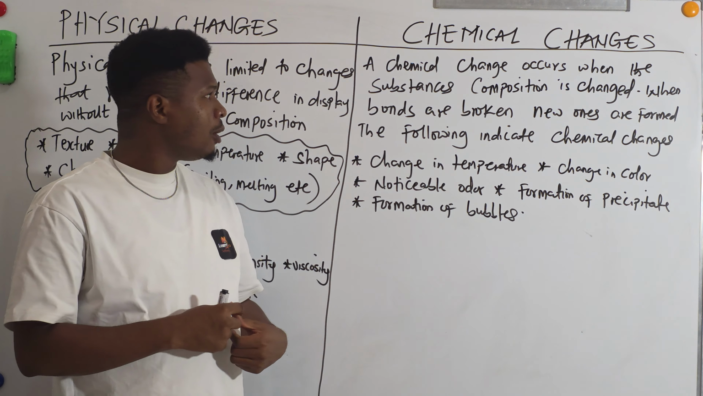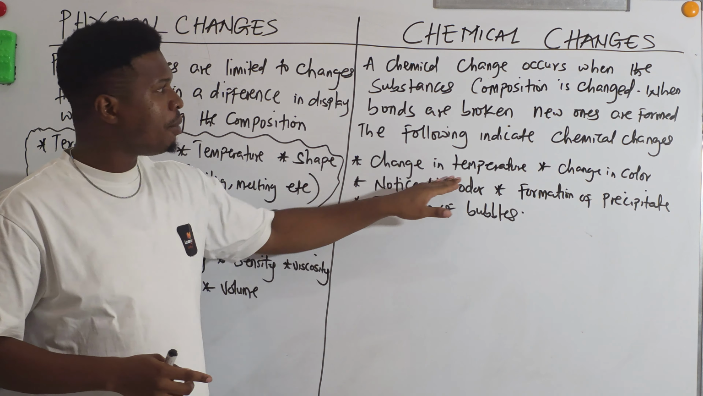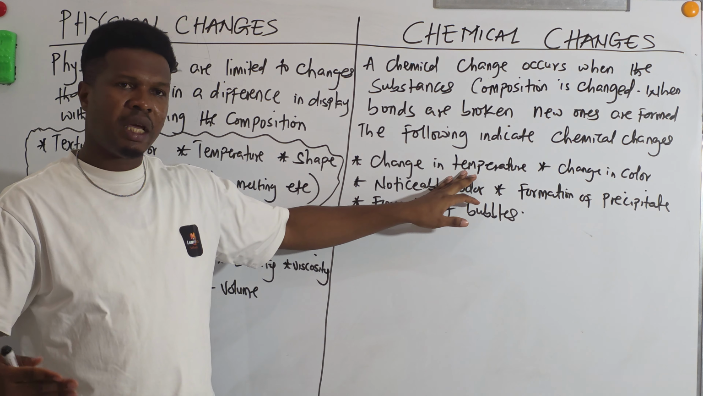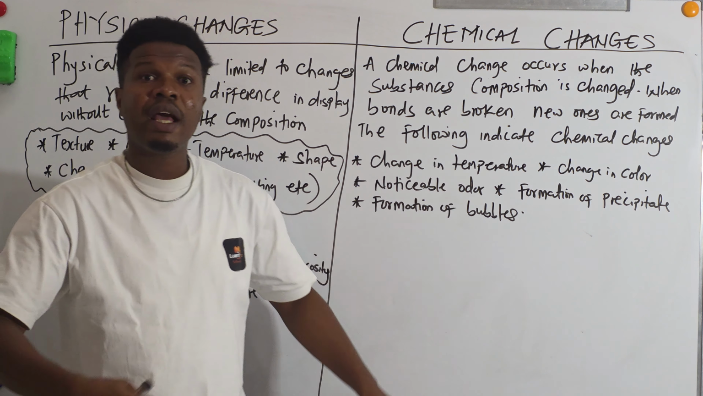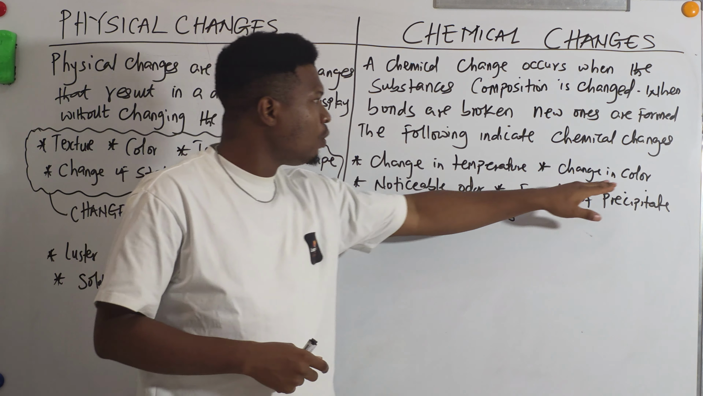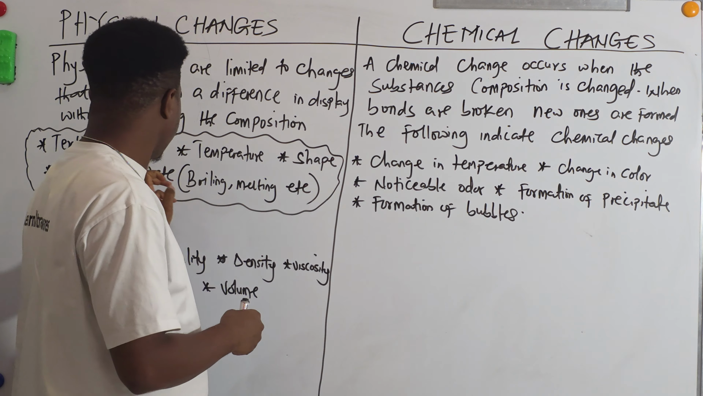So the following indicate chemical changes, right? Such as change in temperature. Before the reaction, the temperature might be endothermic. After the reaction, it could be exothermic. So change in temperature, change in what? In color.